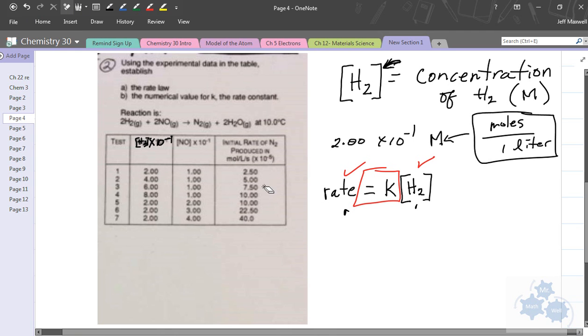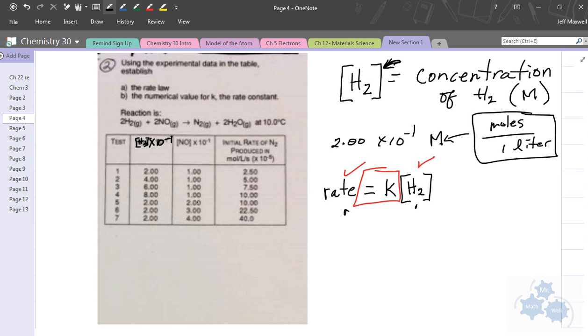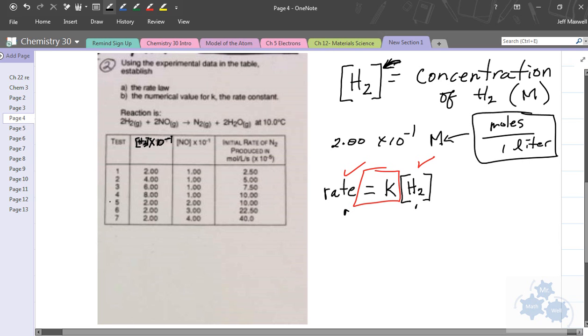All right, let's see what happens when we change NO. Now you have to pick 2 trials, and if you can look at this for a second, pick two trials where the hydrogen concentration stays the same, but the NO concentration changes. Which two trials might we want to consider? Okay, 5 and 6 was mentioned. This is staying the same, and this is changing. Good. Yeah, we could do that one too.